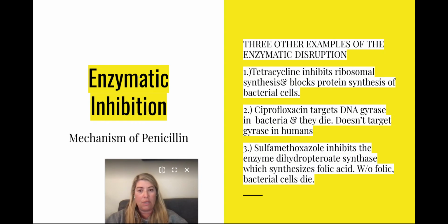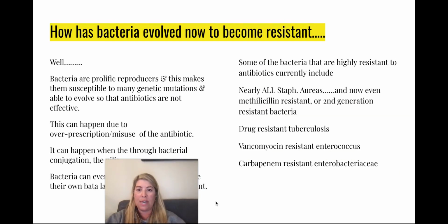And the third example is sulfamethoxazole, I think that's how you say that. It inhibits the enzyme dihydropteroate synthase, which synthesizes folic acid. And we know that folic acid is necessary for all cells. So without the folic acid within the bacterial cells, these cells die. They can't proliferate. I've got a couple more slides.